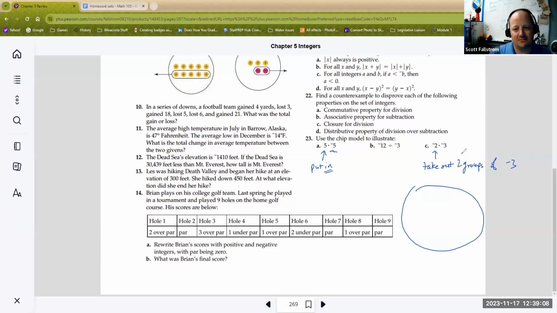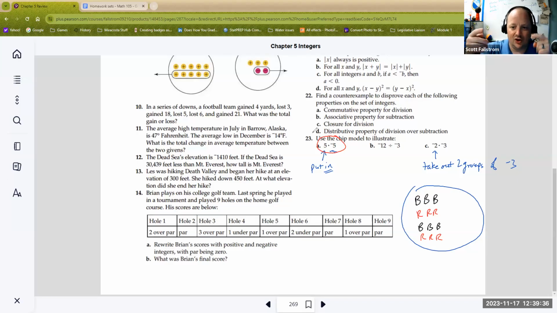And so what I do is I make some pairs. So I have black, black, black, black, black, black. Again, these are 0 pairs. So I'm mixing up some black chips and some red chips, just like we did in class. So right here, this has a value of 0. Okay. If I was putting things in, I would start with 0 and I would put them in.